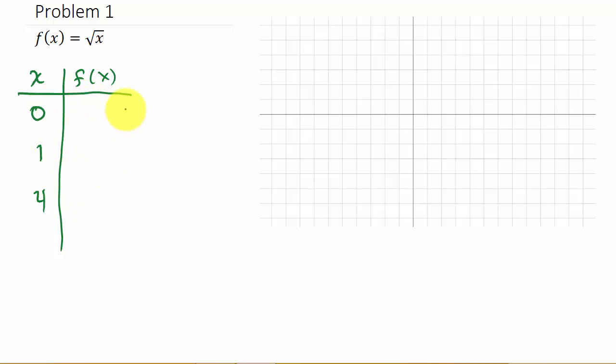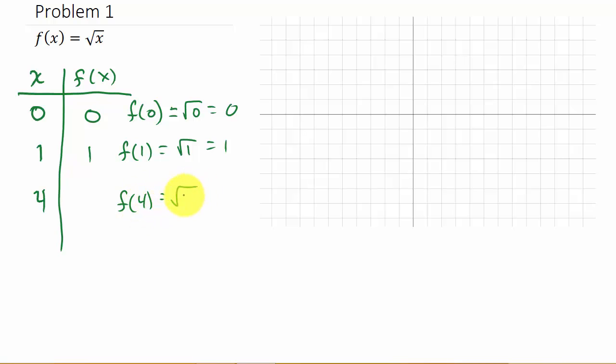So now to get our y values, we're going to put each one of these x values in the function. And so that's the square root of 0, which is 0. So our y value would be 0. And then I'm going to plug in 1. So f of 1, that's the square root of 1, which is 1. And then f of 4, which is the square root of 4, which equals 2. And so now I have 3 points that I can plot. So let's go ahead and plot the points.